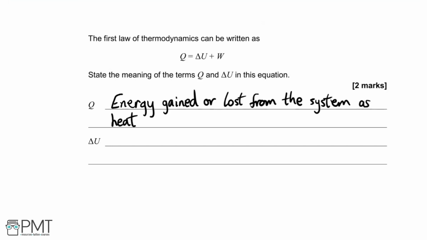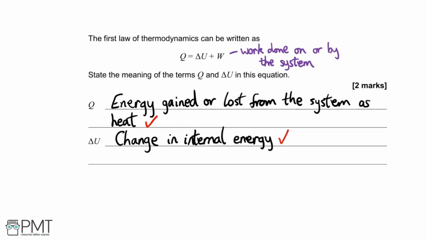So for saying the energy gained or lost from the system as heat, you'll get your first mark, but you need to reference energy there. You can't just say heat. And then delta U is the change in internal energy. You can say increase in internal energy or decrease if it's negative, but change is fine here. So just for sake of completion, I'm also going to say that W represents the work, so the work done on or by the system. So for example, in a body of gas, that could be through expansion or compression. So 2 marks there.